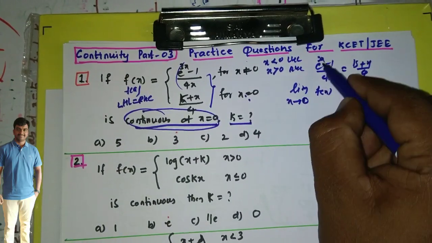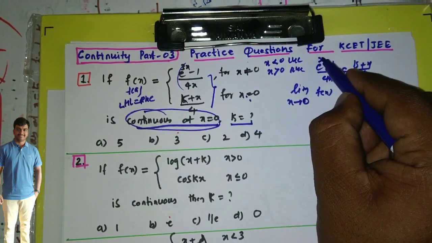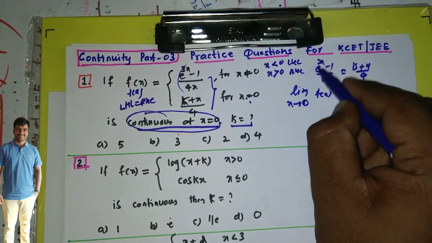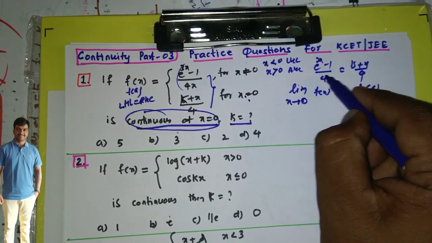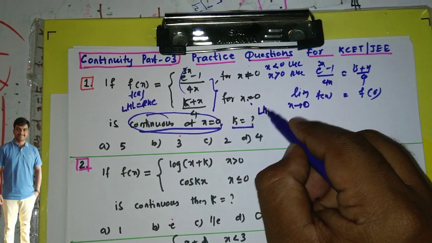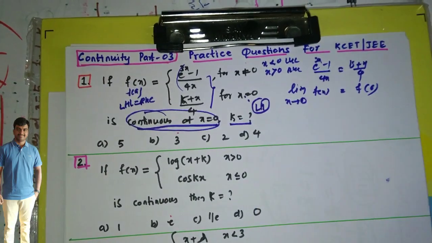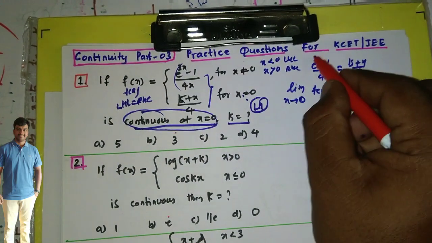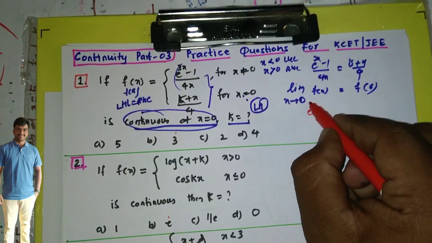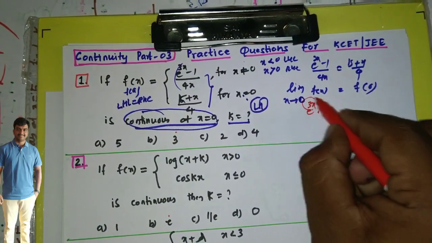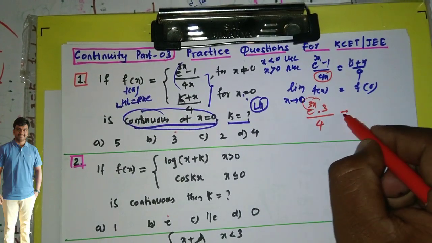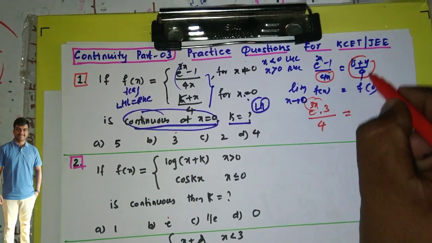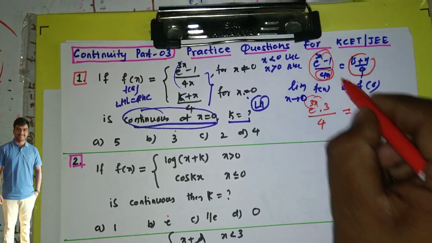If I put x equal to 0 directly, 3 raised to 0 is 1, so e raised to 0, 1 minus 1, 0, and 4 into 0 is 0. It is a 0 by 0 form, so you need to apply L'Hospital's rule compulsorily. The derivative of e raised to 3x is e raised to 3x into the derivative of 3x, which is 3. The derivative of 4x with respect to x is 4. Don't differentiate the other side, only differentiate the part where you are taking the limit.